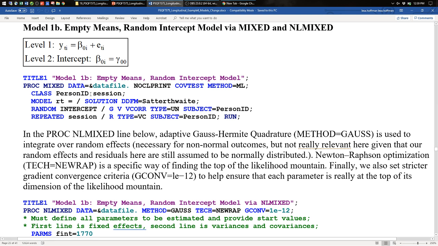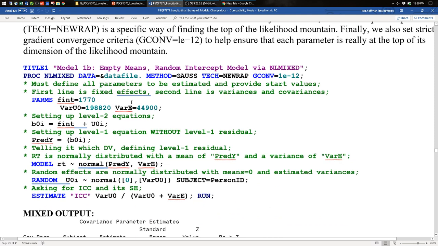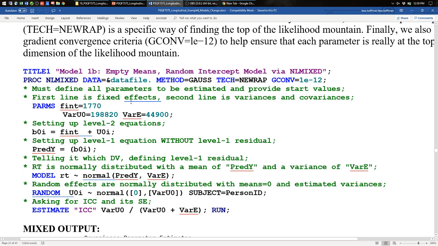Here's what this same model would look like using NL mixed. So I just want to introduce you to this procedure using a simple model, and then we'll add to it slowly to show you what it looks like when we get something that's more complicated. This is a way that you can estimate multi-level models of any kind. So NL means nonlinear. It requires you to write out everything that you want to estimate and to describe what the parameters mean via a set of equations.